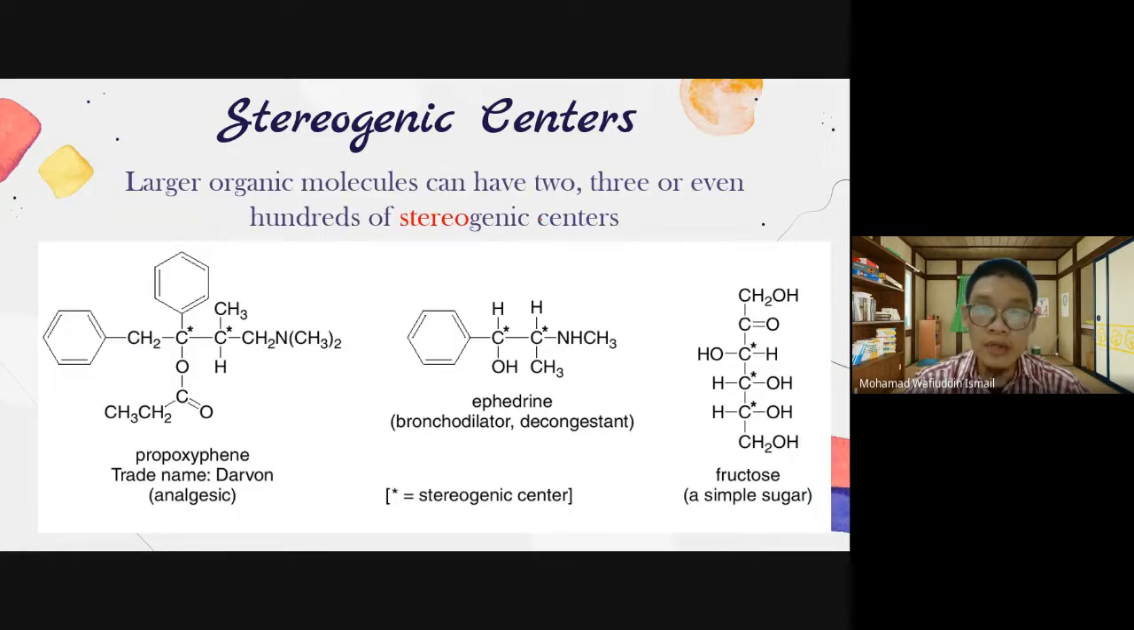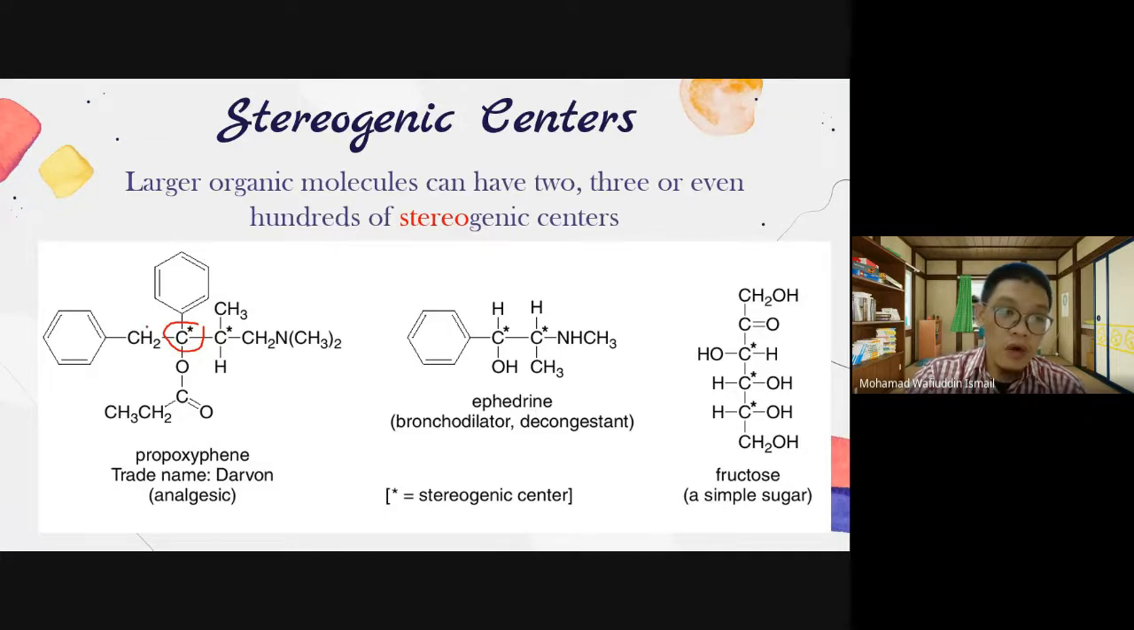Larger organic molecules can have 2, 3, or even 100 stereogenic centers. Basically, you will be asked how many stereogenic centers are in a particular molecule. How many stereogenic centers are possible in this one? So how do we determine it? You choose your centers one by one. Here there are two possible stereogenic centers because the selected carbon has four different attachments.